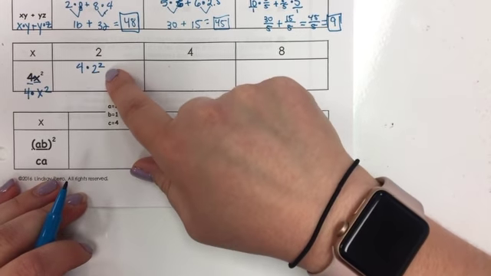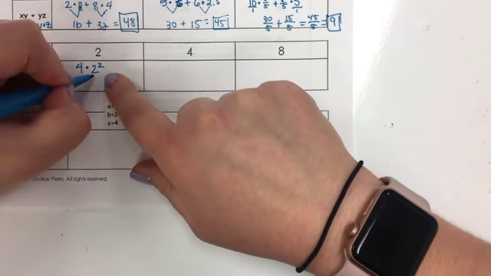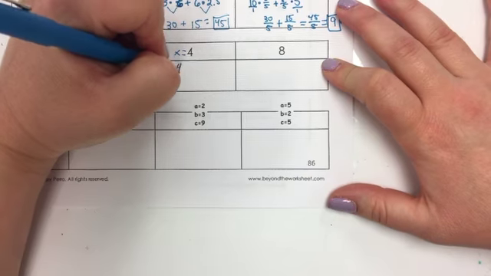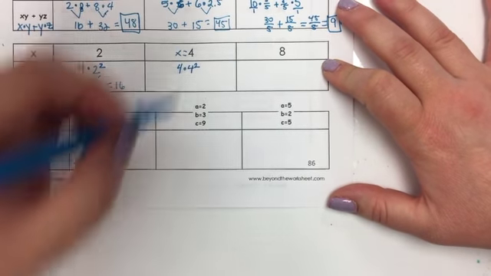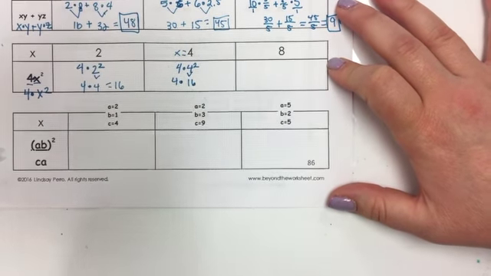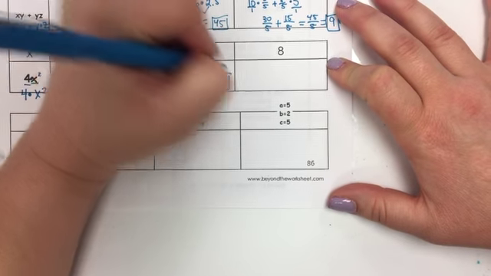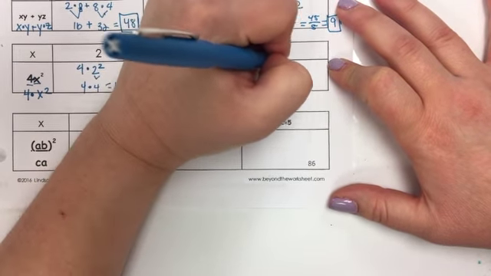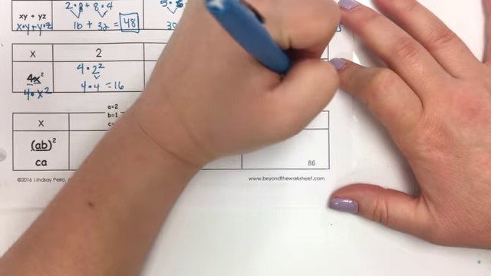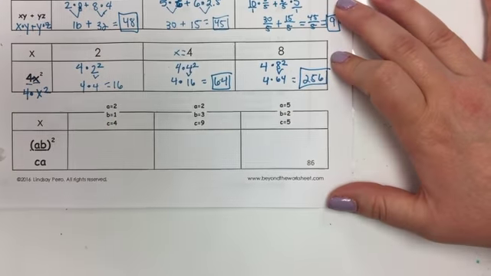Now following order of operations, I want to do the exponent first. 2 squared, or 2 to the second power, is 4. So now I've got 4 times 4, which is 16. The next one, x is going to be equal to 4. So here I'm going to have 4 times 4 squared. 4 squared is 16. And 4 times 16 should be 64. Last one, I'm going to have 4 times 8 squared. 8 squared is 64. 4 times 64 should be 256.